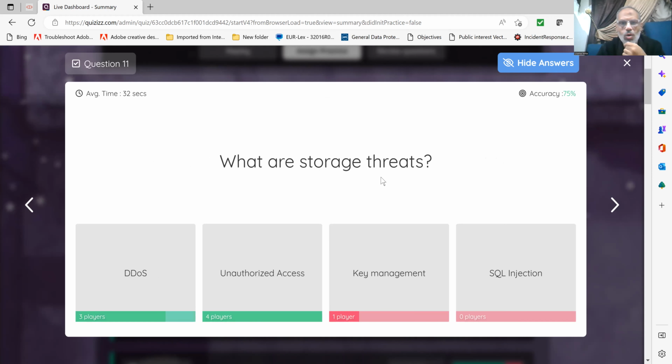What are the storage threats? Denial of service, okay. Unauthorized access, okay. Key management, no. Key management is not a storage threat. This is an encryption challenge, not a storage threat. Storage threats, we mentioned unauthorized access. It may be a distributed denial of service, or in general any threat which can affect a network. It can be reflected to the storage as well, and the unauthorized access also. Data deletion, to delete the data, again, it can be a storage threat. But key management, no. Key management is related to encryption.